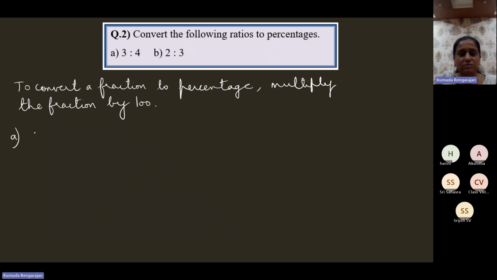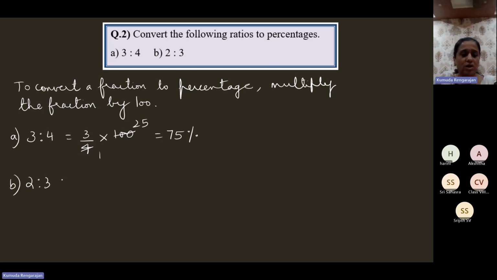Ratio is nothing but a fraction. See, 3:4 is a ratio, but that's nothing but 3/4. It's a fraction, 3/4. And how do you convert a fraction to a percentage? Multiply by 100. So 4 ones are 4, 25 times. 25 into 3, 75%.